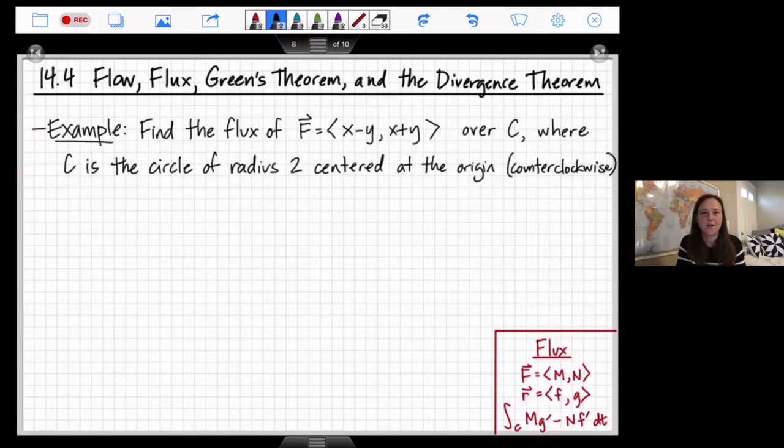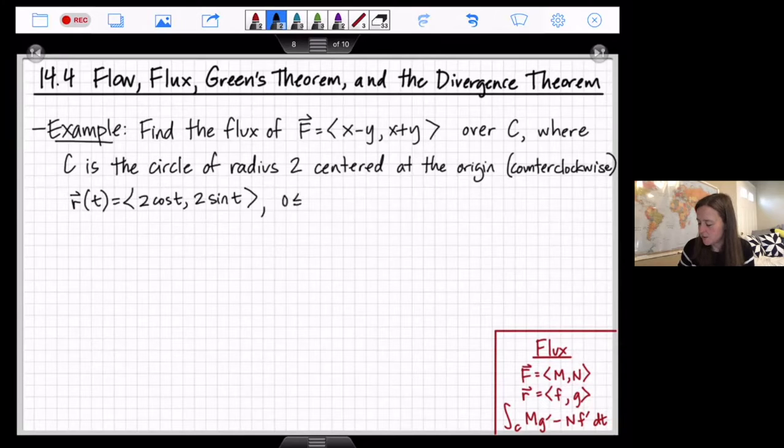the origin, counterclockwise orientation. All right, and we know how to parameterize the unit circle. For a circle of radius 2, since it's still centered at the origin, we're just going to multiply the components by 2. So we're going to have 2 times cosine t, comma 2 times sine t. And then we know for counterclockwise orientation, we want our t to go from 0 to 2 pi.